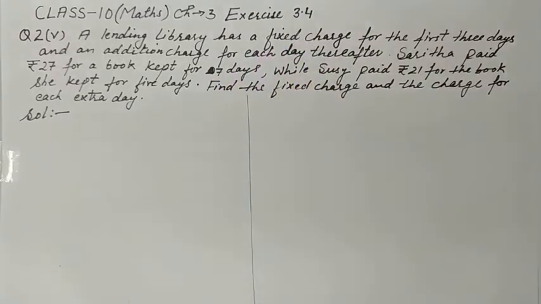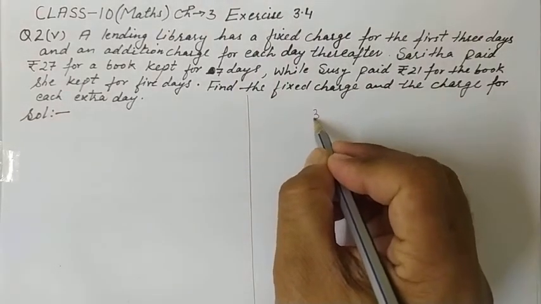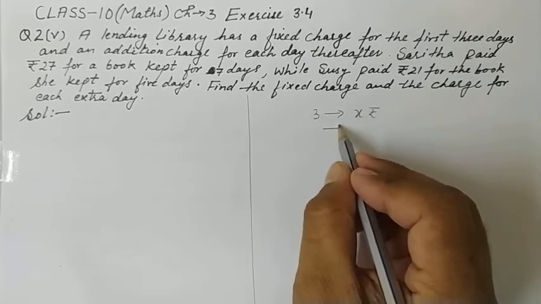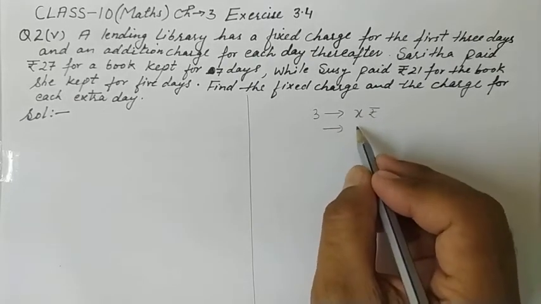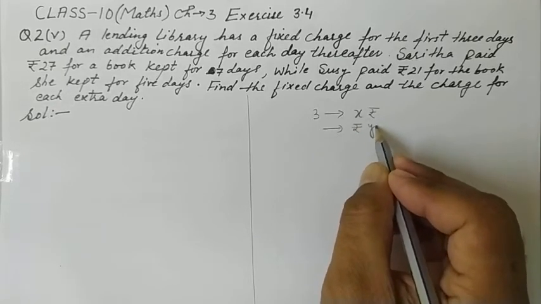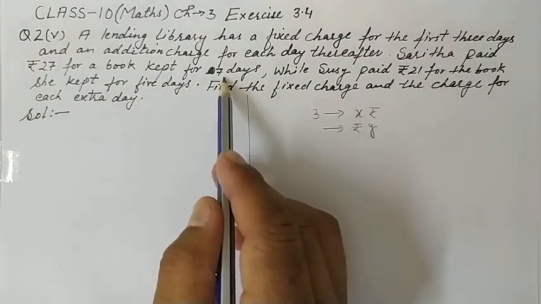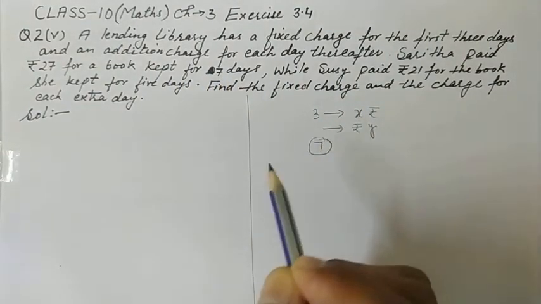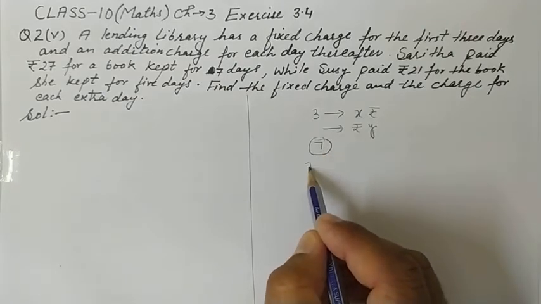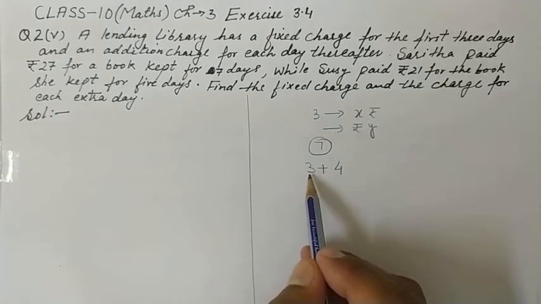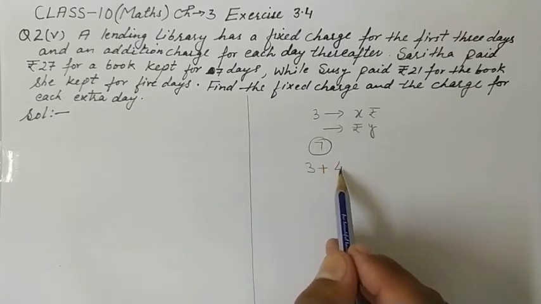So suppose for the first 3 days the charge is X rupees, and each day thereafter the charge is rupees Y. Now if somebody is keeping the book for 7 days, we will divide 7 into 3 plus something, 3 plus 4, it is 7. So for 3 days the charge is fixed, and for the rest of the days the money is to be paid per day, for these 4 days.